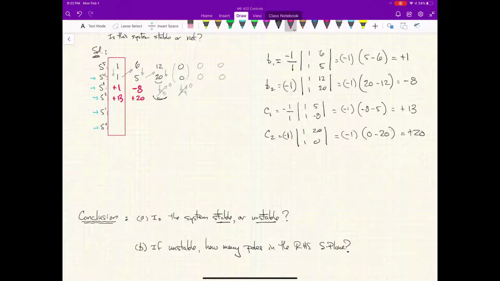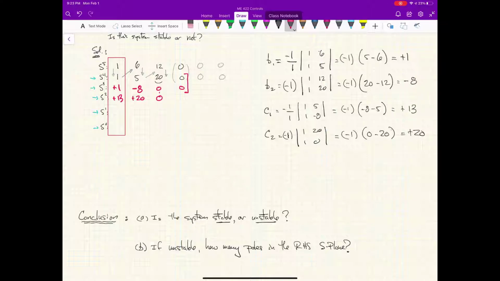Okay. We've already said that B3 and B4 were 0 here, right? So let me put those in there. 0 and 0. And C3 is going to be a determinant that's going to have these two guys right there. So that's also definitely going to be 0.